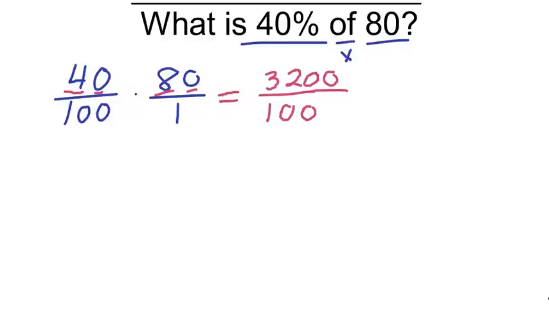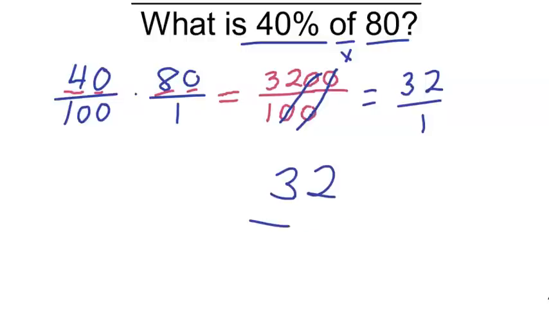And once we get to this point, it's going to be pretty simple, because you just look and say, how many times does 100 divide into 3,200? Well, you just cancel out zeros. So that's all you really have to do, which ends up making this 32 over 1, which basically means 40% of 80 is 32.